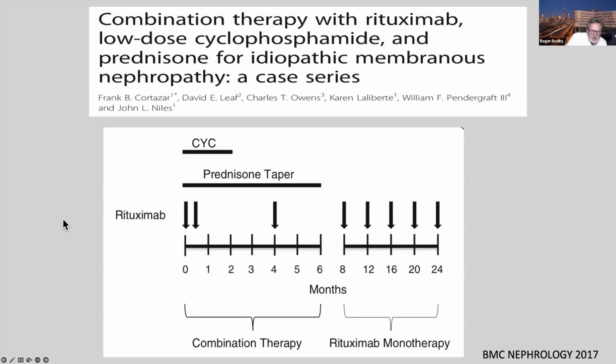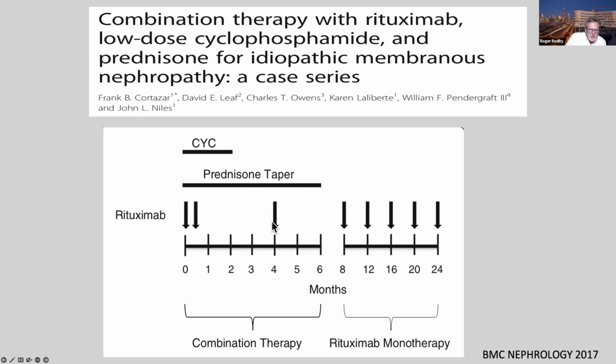And the other possibility would be something like a combination therapy where you give rituximab and low-dose cyclophosphamide. Now, these are all reports. None of this is controlled, but this was out of Harvard, I believe, by Dr. Niles, and he gave 2 doses of rituximab with 2 months of oral Cytoxan. They called it lower dose. It really wasn't that low, but it wasn't a full dose cyclophosphamide that you might use with the Ponticelli protocol. And then a prednisone taper.